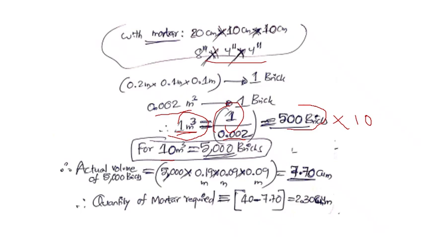So let's calculate the actual volume of 5000 bricks. 5000 into the volume of one brick, 5000 into 0.19 into 0.09 into 0.09, so it is 7.70 meter cube. So let's calculate the quantity of mortar required. 10 is the volume of brickwork, so 10 minus 7.70, where 7.70 is the actual volume of 5000 bricks. 10 minus 7.70 is equal to 2.30 meter cube.